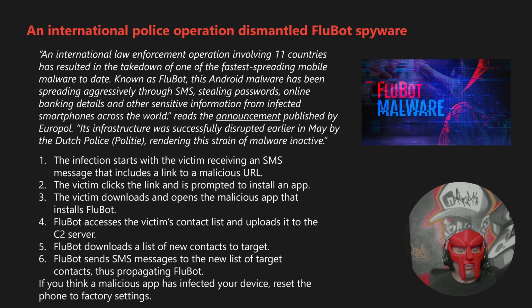The infection of FluBot starts with the victim receiving an SMS message that includes a link to a malicious URL. The victim clicks the link and is prompted to install an app. The victim downloads and opens the malicious app that installs FluBot. FluBot accesses the victim's contact list and uploads it to the command and control server. FluBot downloads a list of new contacts to target. FluBot sends SMS messages to the new list of targeted contacts, thus propagating FluBot.